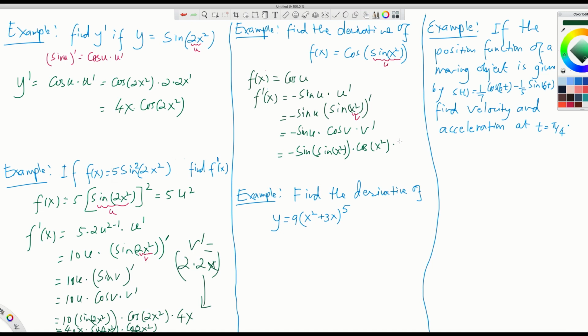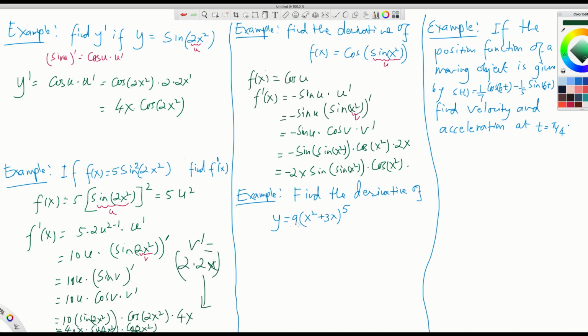V is x squared, so v prime will be 2x. So the final answer you can write is negative 2x times sine x squared, and then times cosine of x squared. That is the final answer. Okay, let's look at this one.